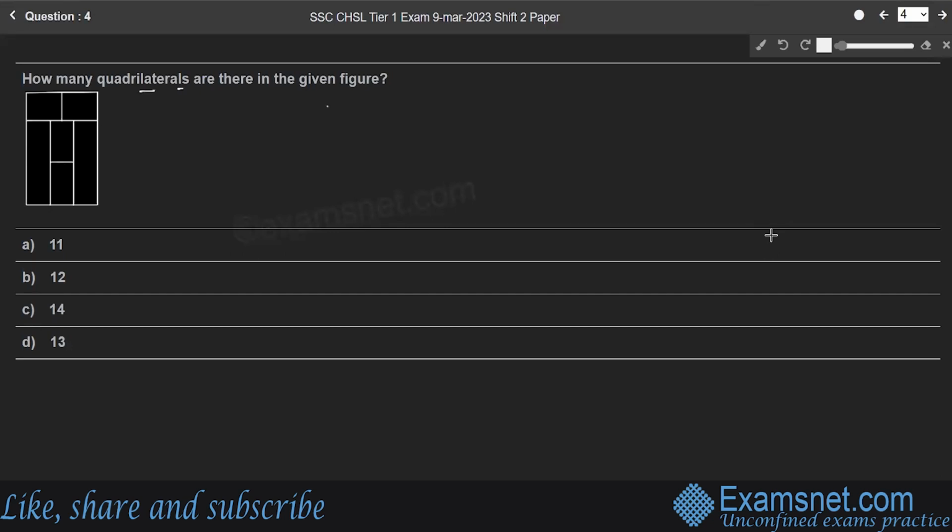Question 4. How many quadrilaterals are there in the given figure? We'll name each quadrilateral as 1, 2, 3, 4, 5 and 6. So there are 6 small quadrilaterals. Quadrilaterals are nothing but the shapes which have 4 sides. So first, the individual quadrilaterals: 1, 2, 3, 4, 5, 6.